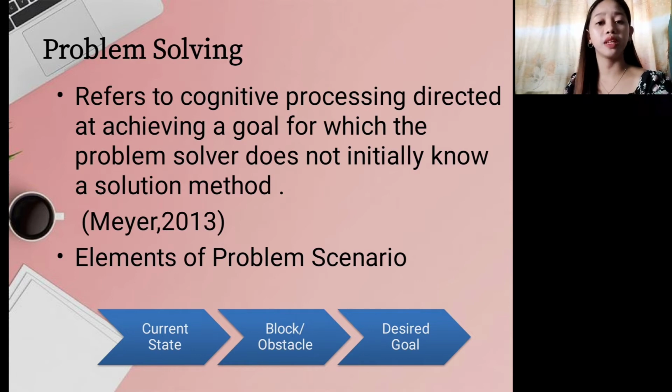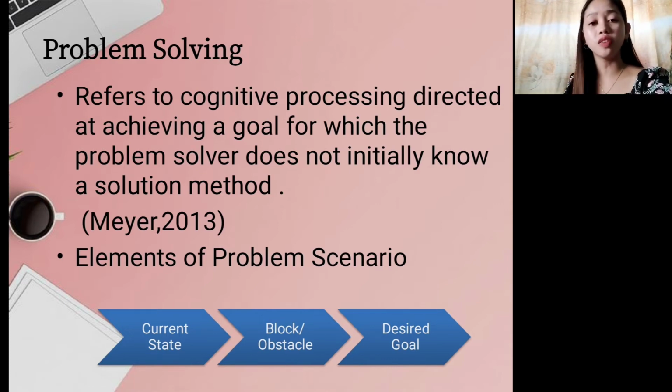Now, what is the relevance of problem solving and cognitive development theory? When we can still remember when we are solving a problem, what is working in us? Our cognitive, right? And more likely, we are using our analytical skills, critical skills, problem-solving skills, and more. That is why problem solving is connected to cognitive development theory.